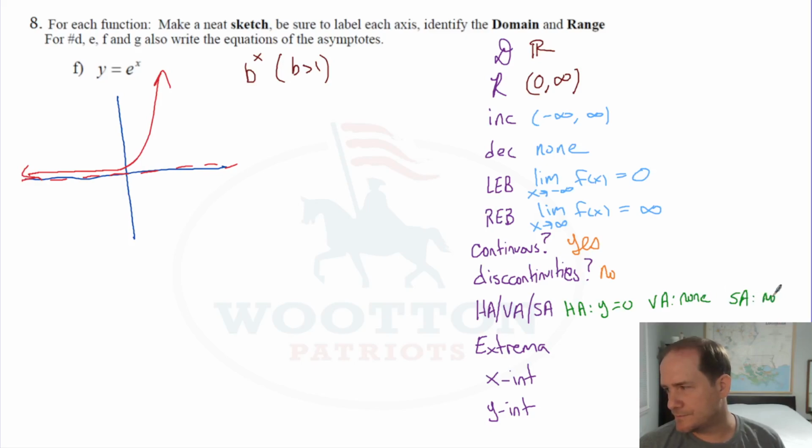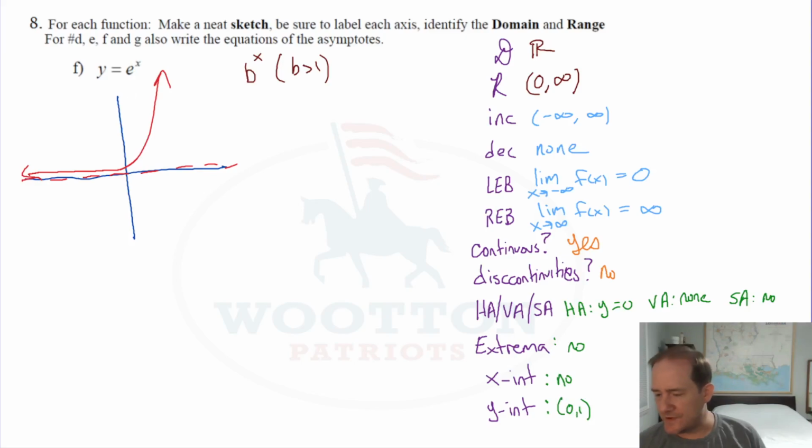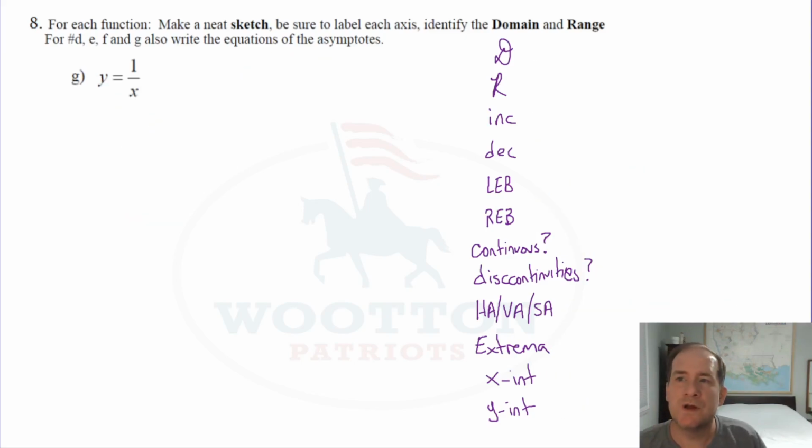No. Do we have any extrema? No. Do we have an x-intercept? No, because that's our asymptote. Do we have a y-intercept? Yes, because if x was 0, we would get 1. So it's (0, 1). So there you go. There's another function down. Let's do the next one.